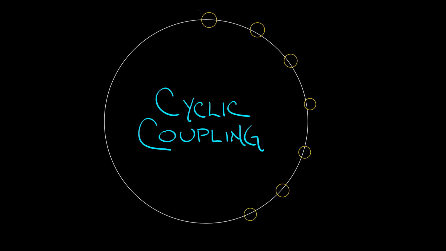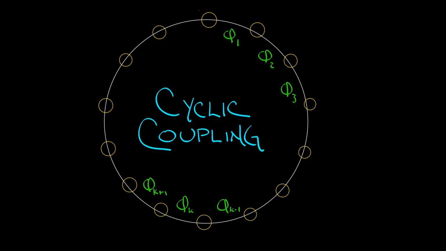And then, indexing properly, we have n different phases on these n oscillators or spinors, phi1, phi2, phi3, all the way up through phi k being influenced by the guy before it, phi k minus 1, and the guy after it, phi k plus 1. This goes all the way up until phi n.